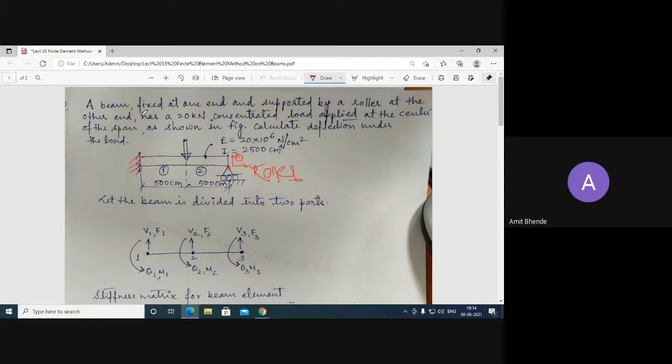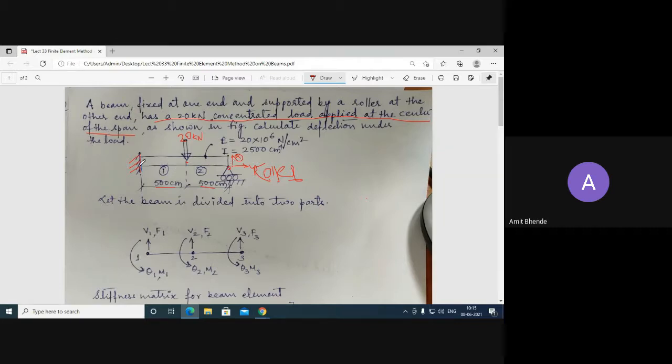Supported by a roller at the other end and has a 20 kilonewton concentrated load applied at the center of the span. Okay. Now here a load 20 किलो न्यूटन, ये 20 किलो न्यूटन का लोड है और ये कहाँ पे अप्लाई किया है? It is applied at the center. So here you can see that this is the center of the beam. This is 500 centimeter on the left side. This is 500 centimeter on the right side. So both sides equal. Load is applied 20 kilonewton at the center.